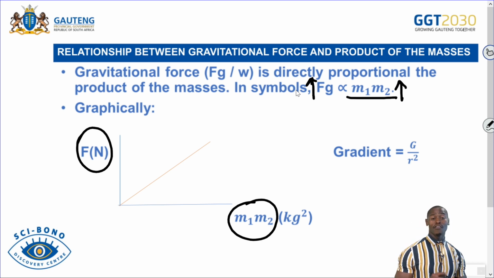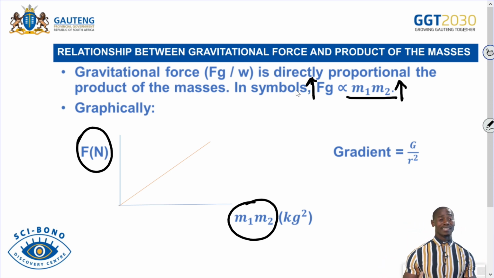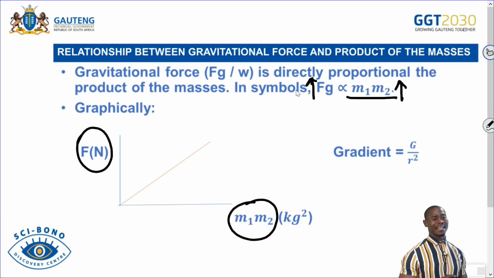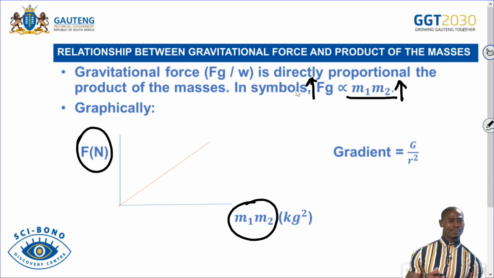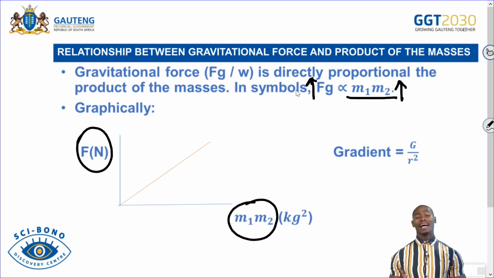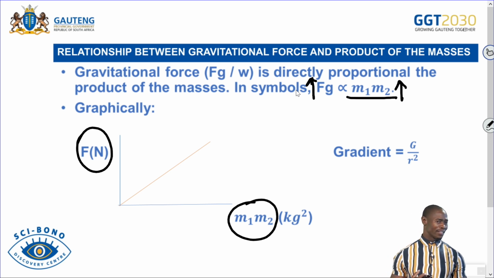So gravitational force and the product of the masses are directly proportional. If the product of the masses increases by a factor of 2, it means that the gravitational force will increase by a factor of 2. That is the meaning of directly proportional. All right. From this graph, we can identify the variables: the dependent variable, independent variable, controlled variable, and the physical quantity represented by the gradient of this graph.